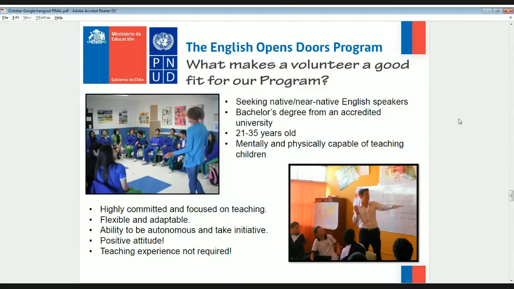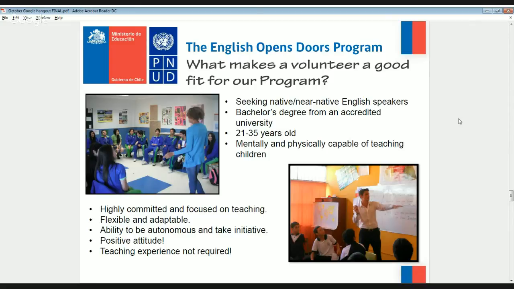So you might be asking, and many candidates do ask us, what makes a good volunteer in terms of the fit for this particular program. What are you looking for in your application process? What are you looking for when you're conducting your interviews? So we want to share some of these insights with you and be transparent about what type of volunteer tends to be more successful in our program.